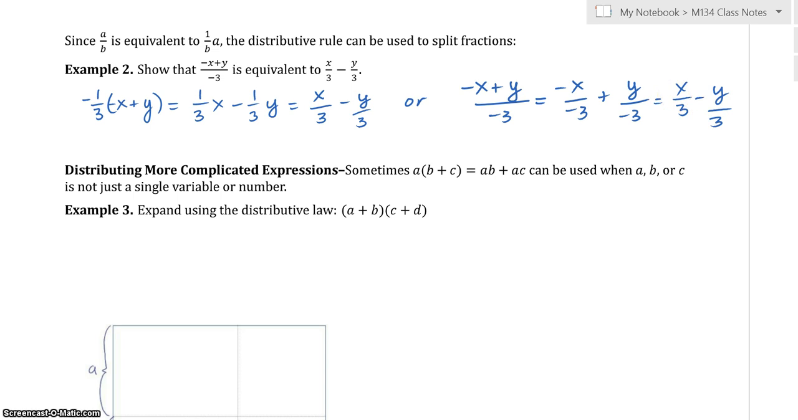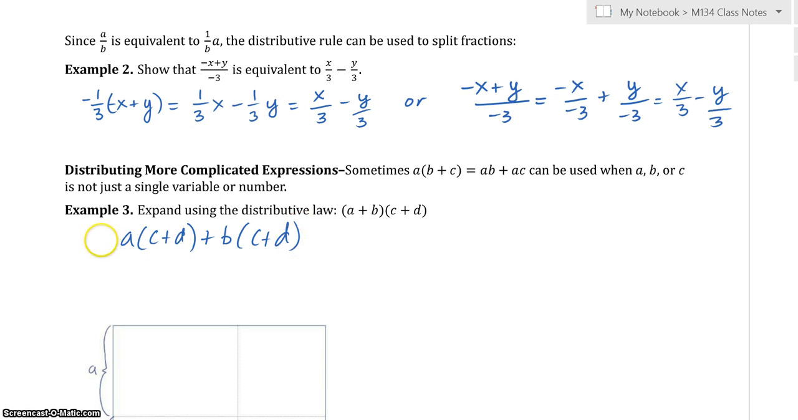Distributing more complicated expressions. Sometimes the distributive property can be used when a, b, or c is not just a single variable or number. So for instance, if you have a plus b times c plus d, we can use the distributive property twice. So I'm going to take a and multiply it by c plus d, and then I'm going to do the whole thing, plus b times c plus d. I'll show you the arrows in a minute.